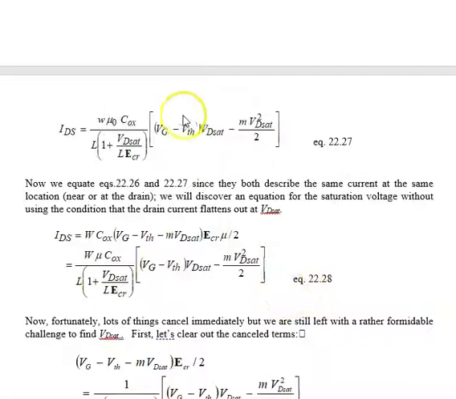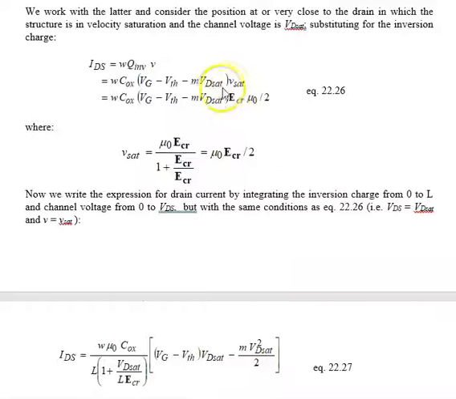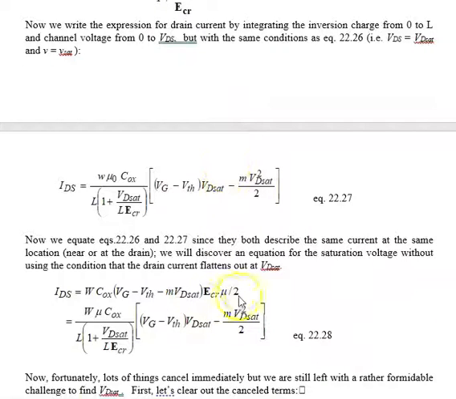We're just equating 22.27, which is here, and 22.26, which is here. This is 22.26. This is 22.27. They represent, or they describe the same thing, namely the output current.